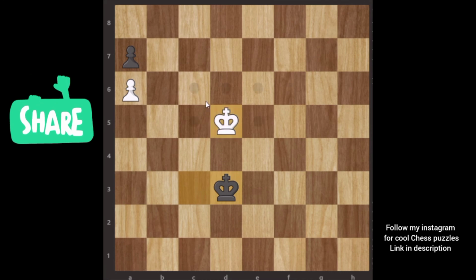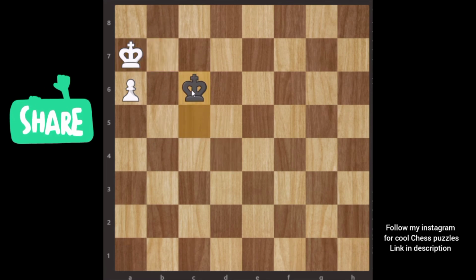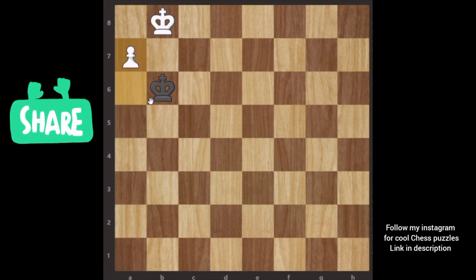So king d3, then white will move king c6, then king d4, king b7, king c5. Now king takes b7, then king c6, now king b8, then king b6, now b7. Now you see this, black cannot put his king on the c7 square because it is covered by white's king, and now black has to move his king to a6. Now a8 equals to queen, and now white is completely dominating this position.